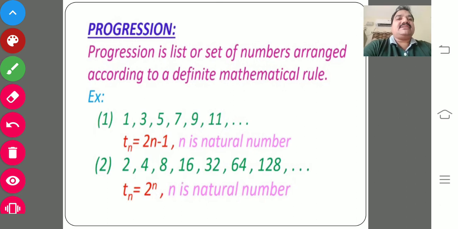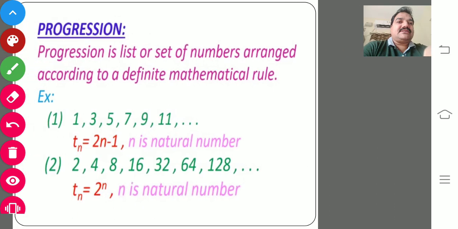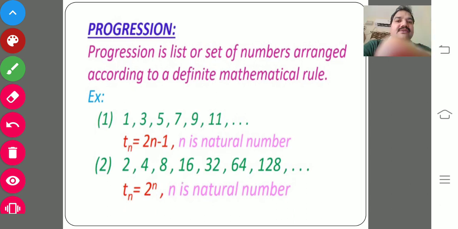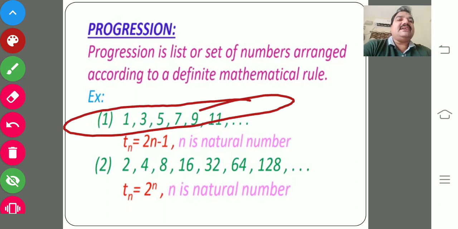The next one is a progression. What is progression? Progression is a list or set of numbers arranged according to a definite mathematical rule. So what is a definite mathematical rule? See the first sequence: 1, 3, 5, 7, 9, 11. These all are, in simple terms, the set of odd numbers. In the set of odd numbers, the formula involved is Tn equals 2n minus 1.